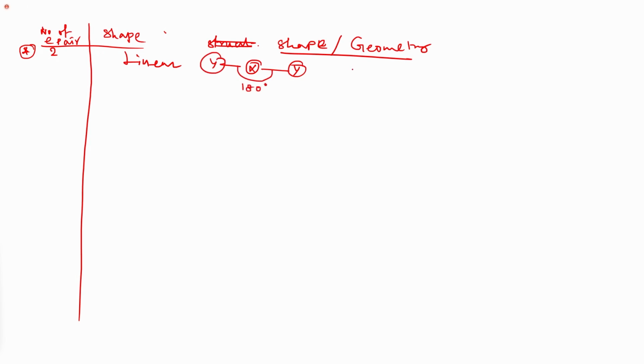For example, BeCl2, HgCl2. These are all linear structures. CO2 structure, oxygen, C double bond oxygen. So these are linear. The angle between these two bonds will be 180 degree. Then if you see the 3, it is trigonal planar.